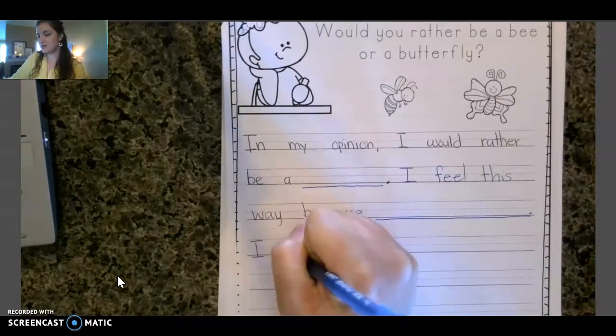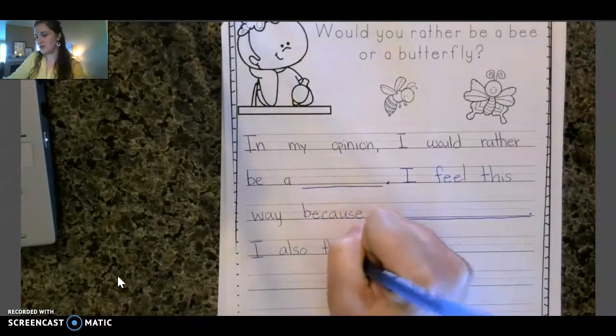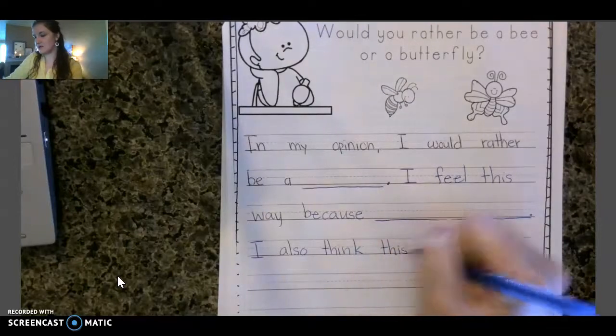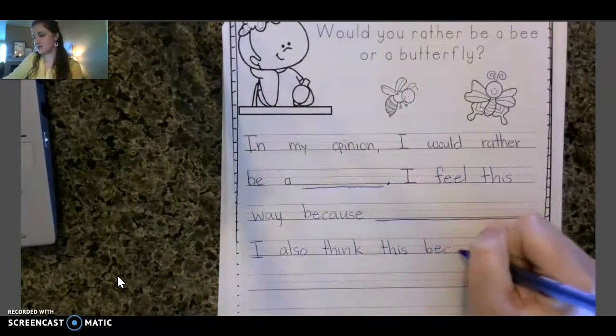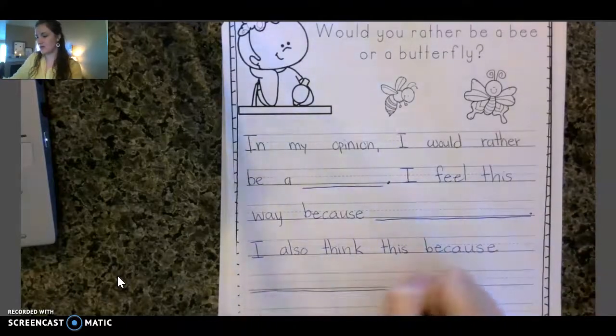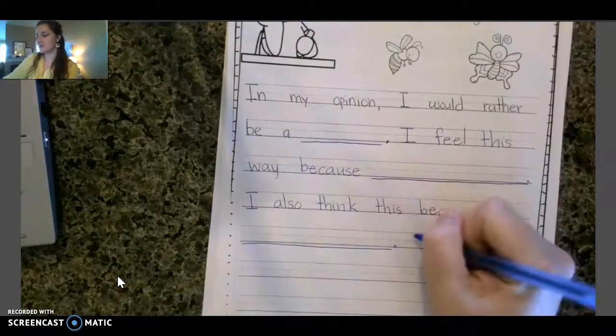I also think this because blank. Okay, what's another reason you would prefer to be a bee or a butterfly? Okay, and then we have our conclusion like we've had every time. That is why.